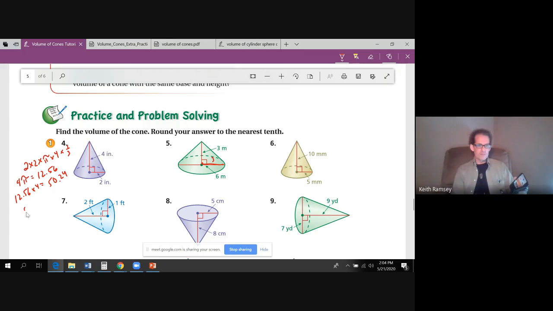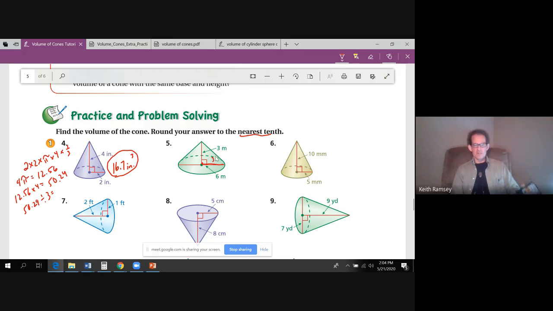So I'm going to have 50.24 divided by 3, and that's going to equal my volume, which is to the nearest, we're rounding this to the nearest tenth. I got 16.74, so I'm going to round that to 16.7. 16.7 cubic inches is my volume for that cone.